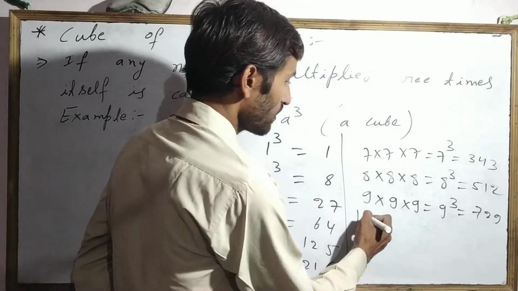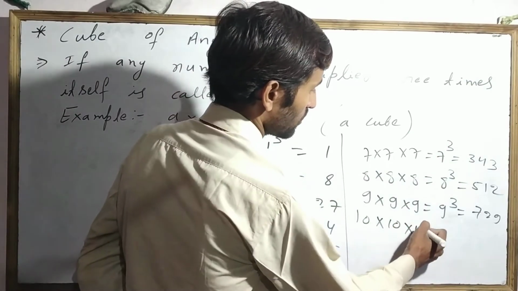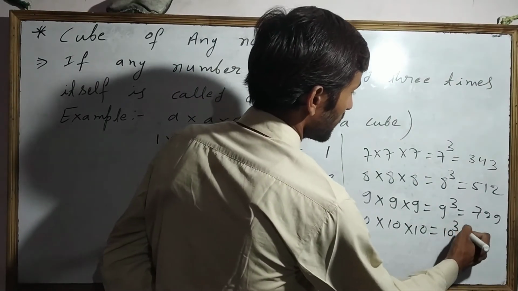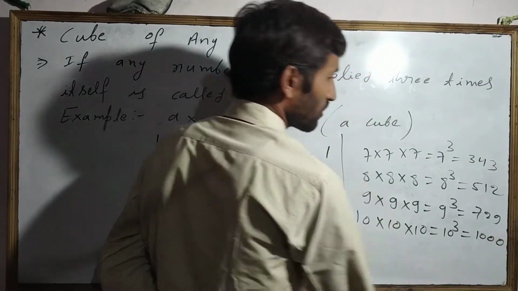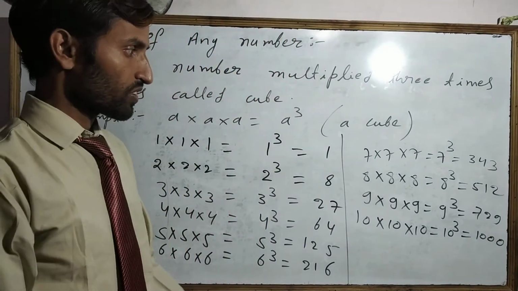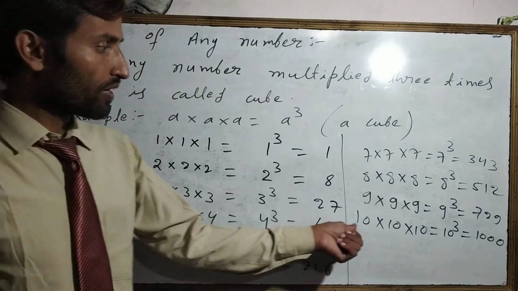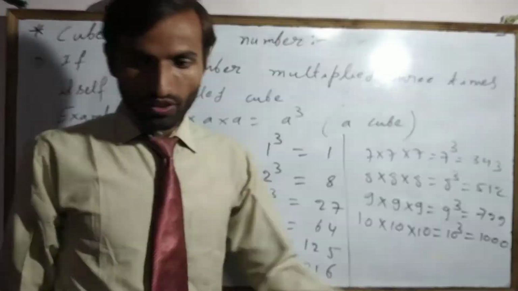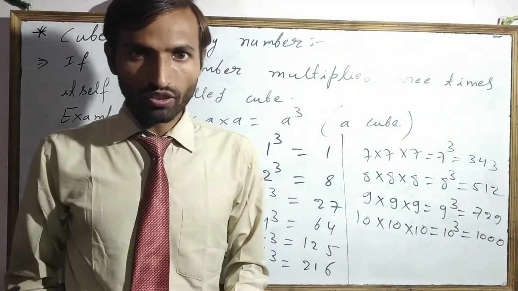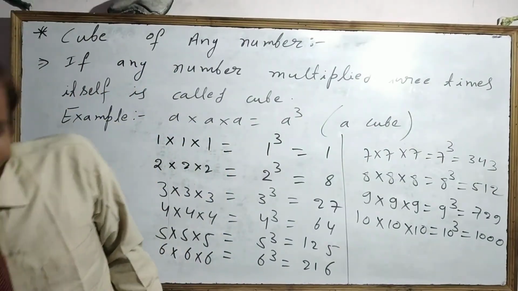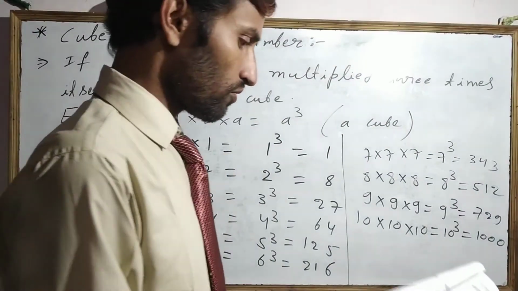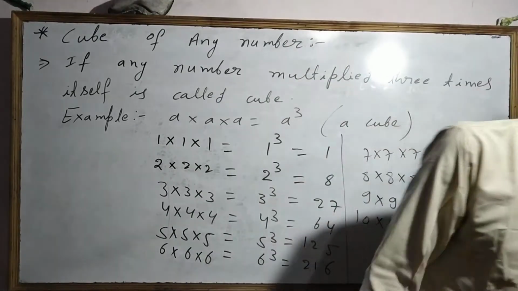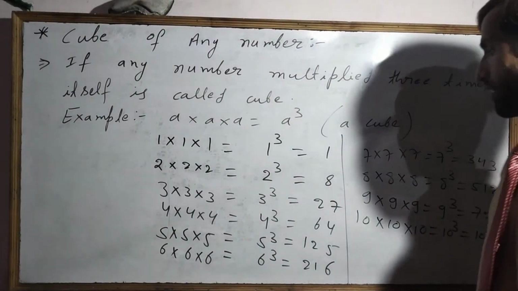Next one is 10 into 10 into 10, which is 10 power 3, that is 1000. If we multiply 10 10s are 100, 100 10s are 1000. So the final answer is 1000. If you do the same for whatever number you multiply, you will get this type of answer.